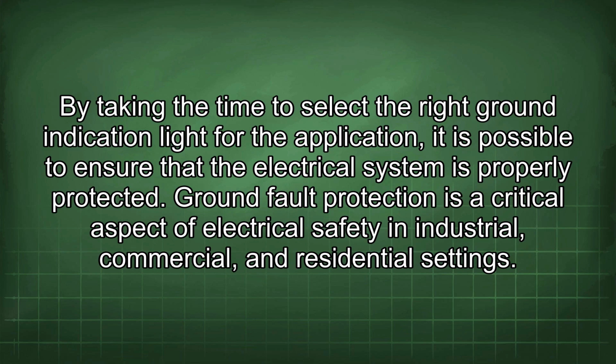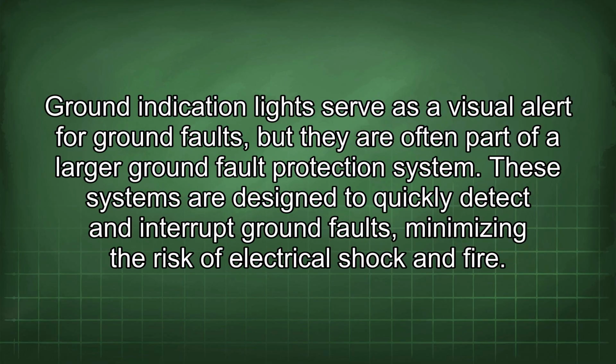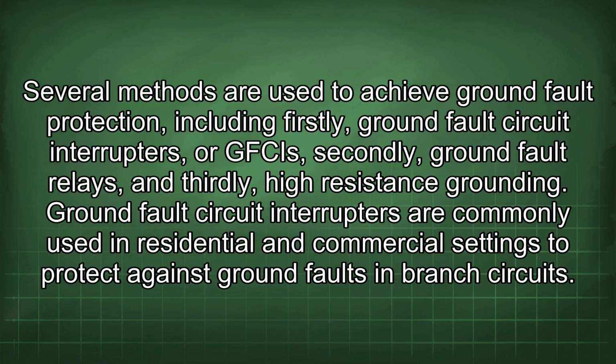Ground fault protection is a critical aspect of electrical safety in industrial, commercial, and residential settings. Ground indication lights serve as a visual alert for ground faults, but they are often part of a larger ground fault protection system. These systems are designed to quickly detect and interrupt ground faults, minimizing the risk of electrical shock and fire. Several methods are used to achieve ground fault protection, including firstly, ground fault circuit interrupters, or GFCIs, secondly, ground fault relays, and thirdly, high resistance grounding.